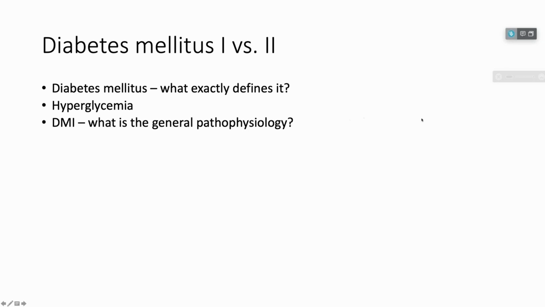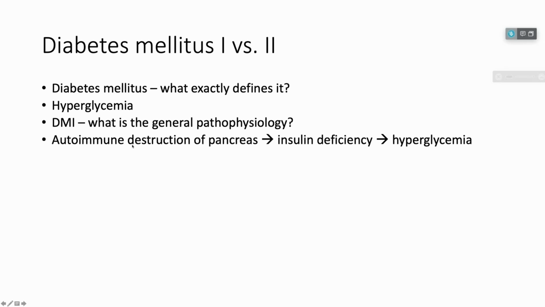Okay, so for diabetes type 1, Catherine, what is the general pathophysiology, just generally speaking? Okay, so I guess a decrease in insulin causing an increase in glucose. Perfect. Yeah, exactly. So it's usually autoimmune destruction of the pancreas, which leads to a relative insulin deficiency, which leads to too much blood sugar.